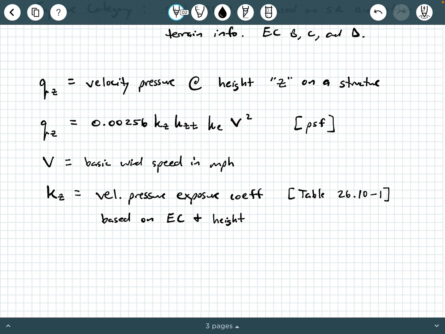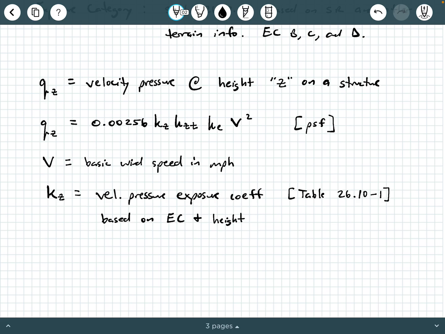Now, if you want the governing equations of how to calculate Kz from an equation perspective, that's going to be just below table 26.10-1. So you see there's a little bitty table with several different Kz equations below the table 26.10-1 that you can calculate Kz directly, but it's usually preferred and quicker just to extract values from the table 26.10-1, and you can use linear interpolation in there as well. In fact, there's a note below table 26.10-1, note number 3, that says linear interpolation for intermediate values is acceptable.